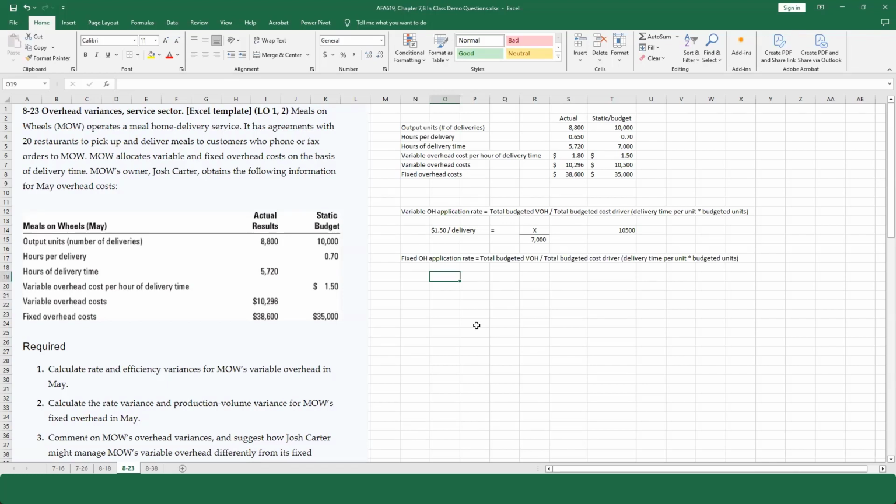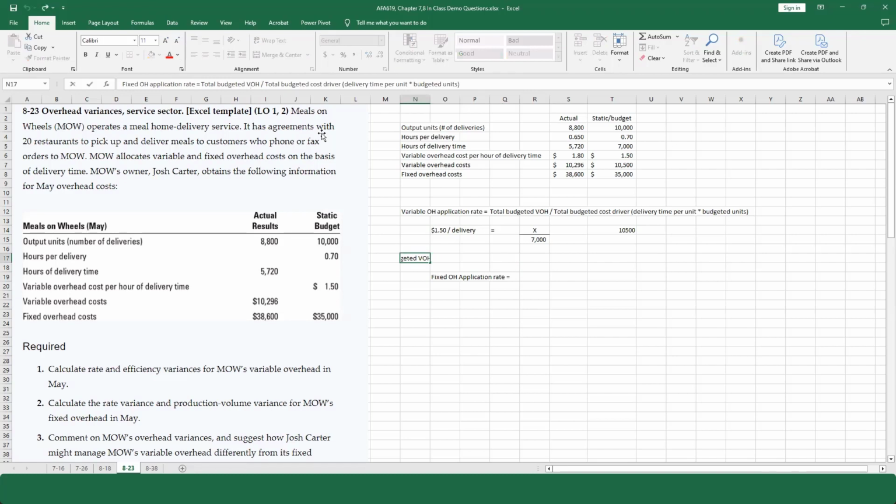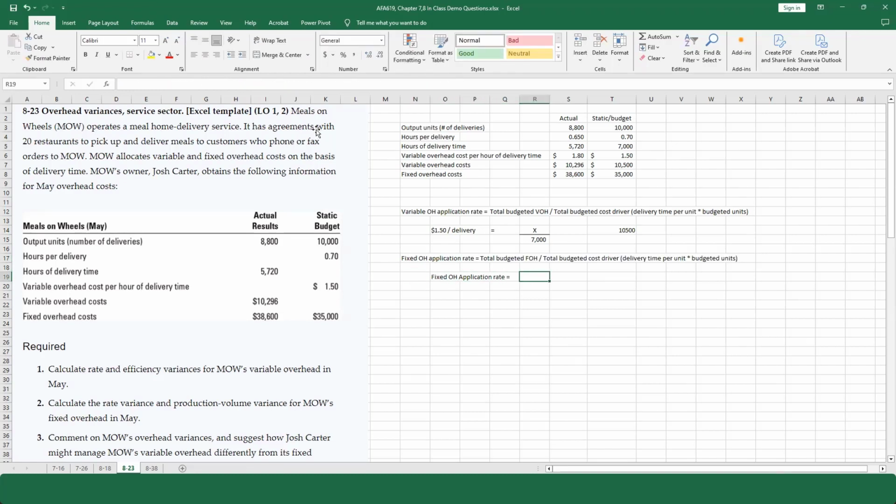But I can calculate it because I know that the fixed overhead application rate is going to be equal to the total budgeted fixed overhead. Oh, I said variable. I apologize. It should have been fixed. So let's just change this to fixed. There you go. So I need the total budgeted fixed overhead, and I need to divide it by the total budgeted cost driver, which is the delivery time per unit multiplied by the budgeted units, 7,000. So that's going to give me my application rate for the fixed overhead.